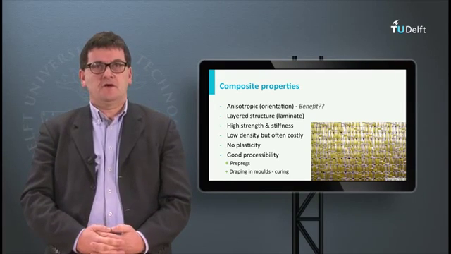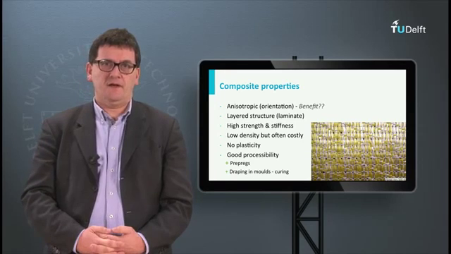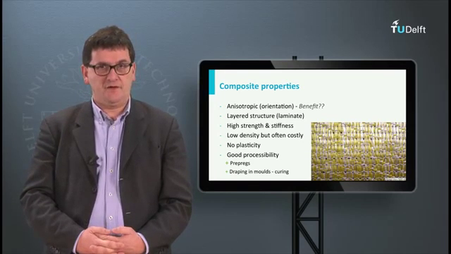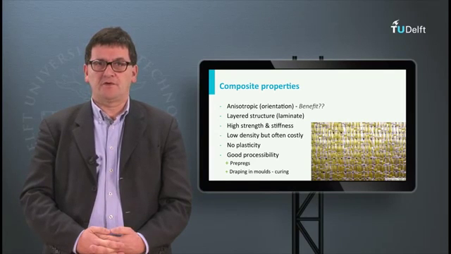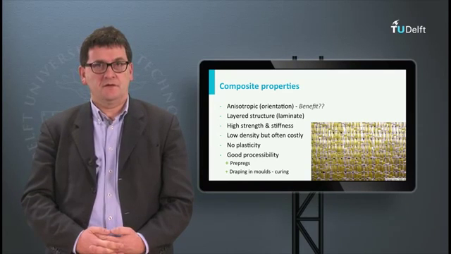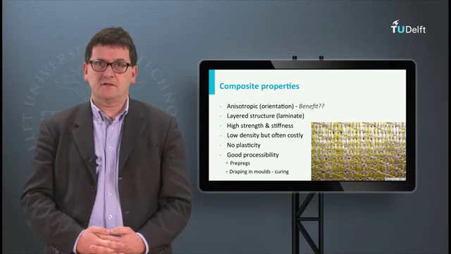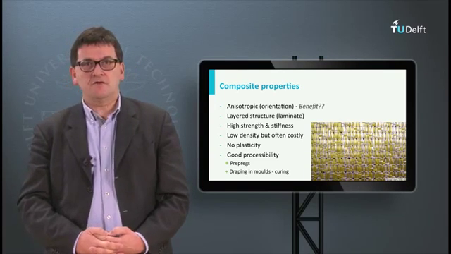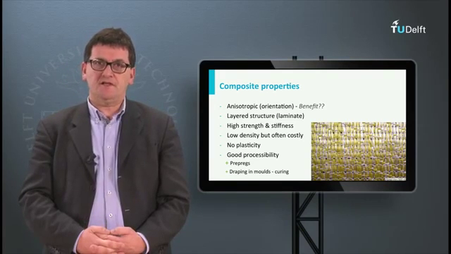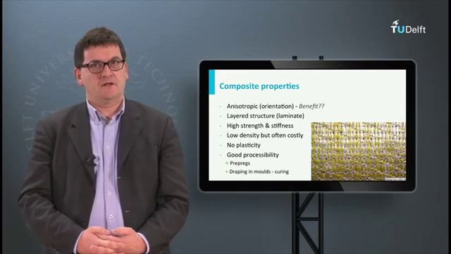Composites are usually costly and show very little or no plastic behavior. Those are disadvantages. But the processability is usually good. We may work with prepregs where the resin and fibers are already mixed. Most composites can also be draped easily in a mold, just like fabrics.